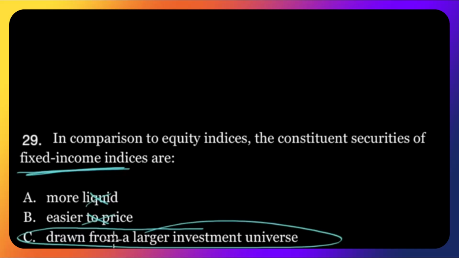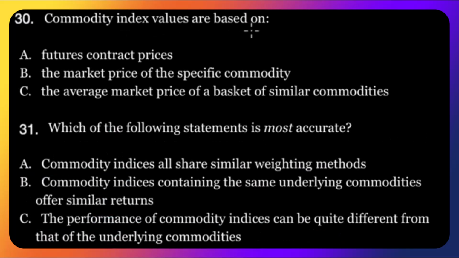The big thing in this one here is you should be able to calculate the returns on price index and total return, and don't get messed up. On the question, when you see price return, circle it and say, I don't care about income. When you're looking at total return, say it's a price return plus income. There you go. Commodity index values are based on futures contract prices, the market price of the specific commodity, or the average market price of a basket of similar commodities. We were clear on this in the review. The commodity index is based on futures contract prices.